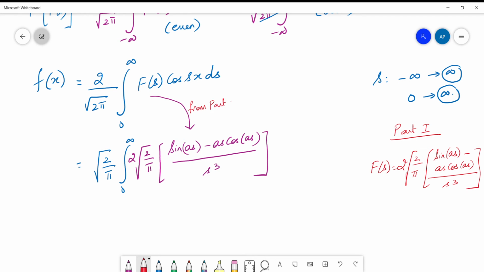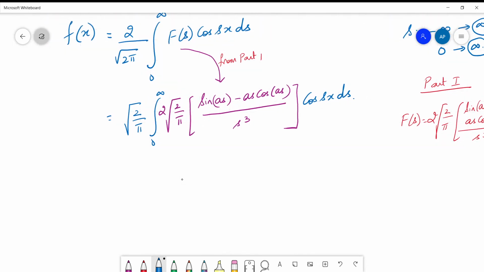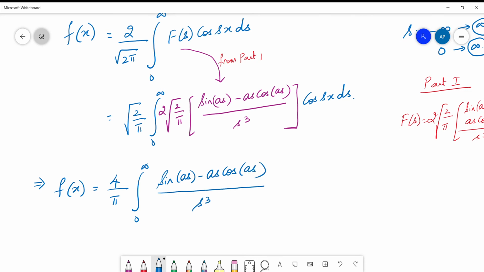Now what is left in this? There you have cos sx. So I will write cos sx as it is, and integration is done with respect to s. We are not evaluating the integral here. We are only simplifying. So I will continue to do this by writing down the constant on the right side to be 4 by pi if you simplify it. And now leave the integral as sine as minus as cos as divided by s cube into cos sx ds.